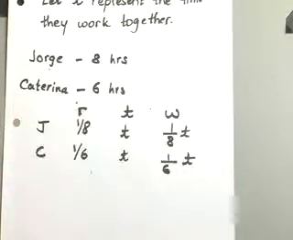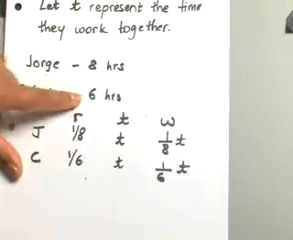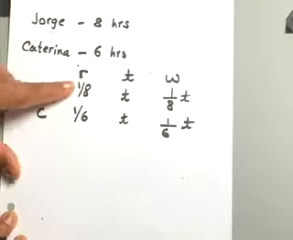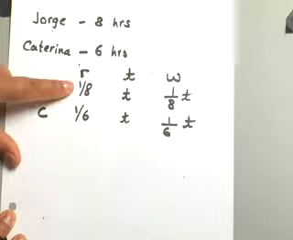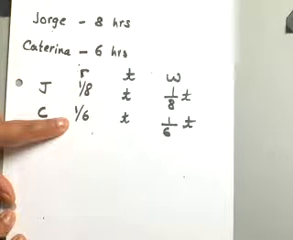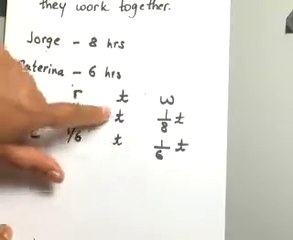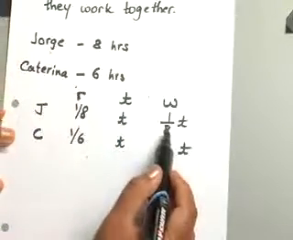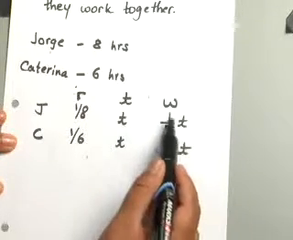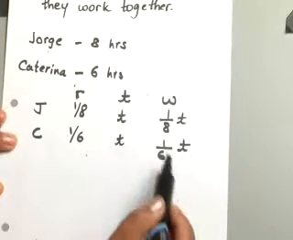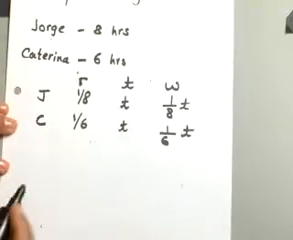Okay? Now I want you to pay attention to how this works. We looked at their rate. It takes them 8 hours and 6 hours respectively. So the rate of work for Jorge will be 1/8. Rate of work for Katerina will be 1/6. Okay? If they are working together, it's going to take them T hours. So we need to know how much work: for Jorge it would be 1/8 times T, his rate times the time, and 1/6 times T for her, the time working together to paint this room.